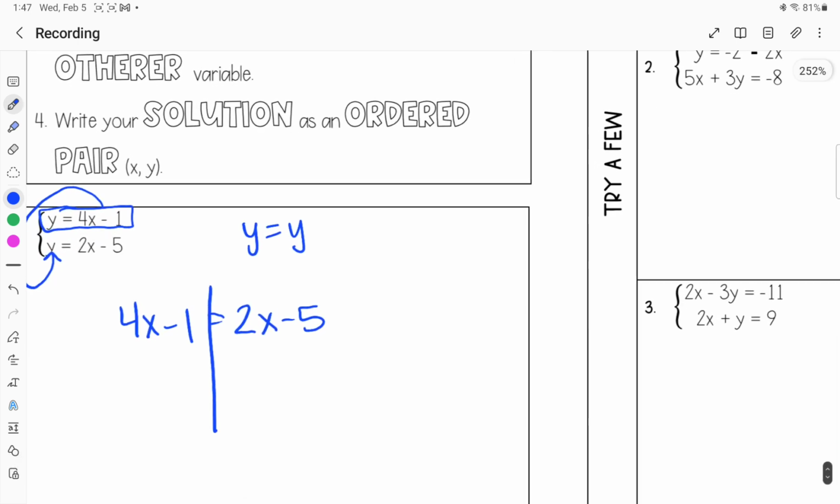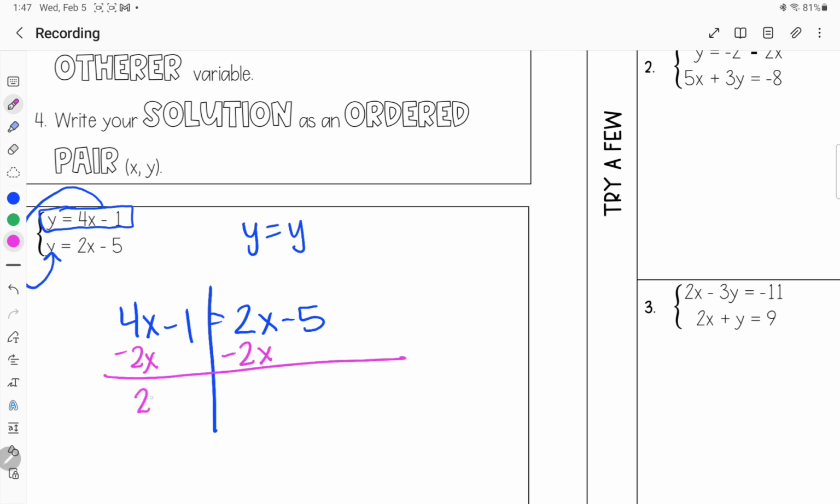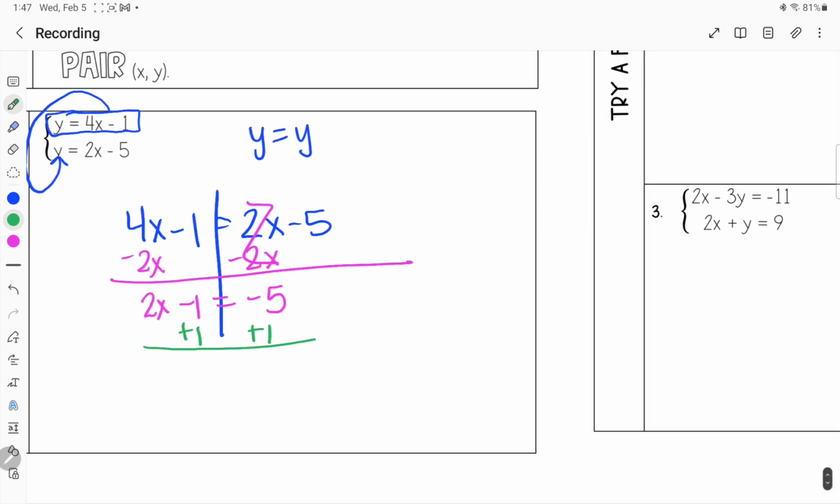Now I'm going to solve just like I normally would solve this. I need to get my x's to one side. So I'm going to move these x's to this side, leaving me with 2x minus 1 equals negative 5. I then need to get x alone, so I'm going to add 1 to both sides, leaving me with 2x equals negative 4. Last, I'm going to divide both sides by 2. This tells me that x equals negative 2.